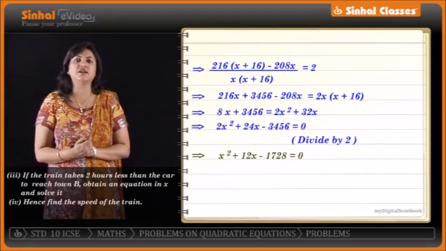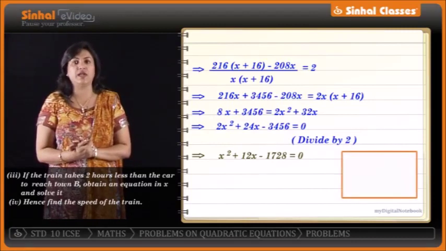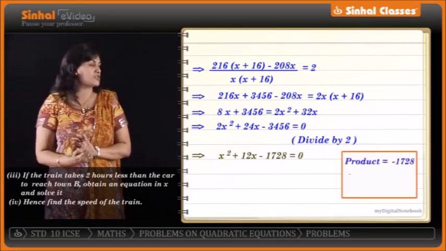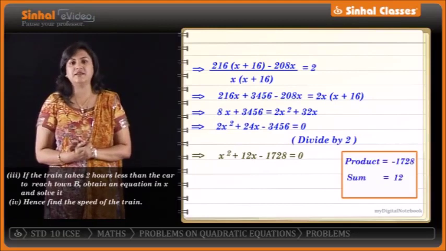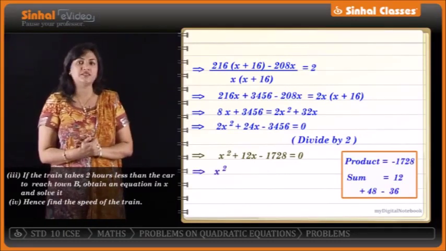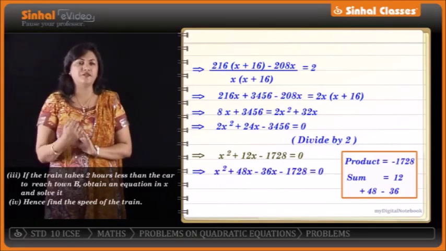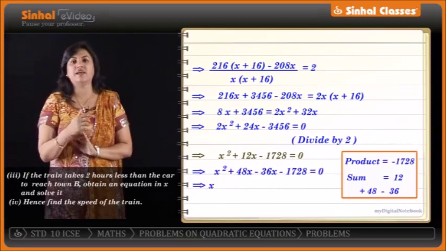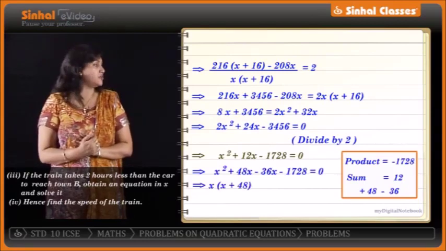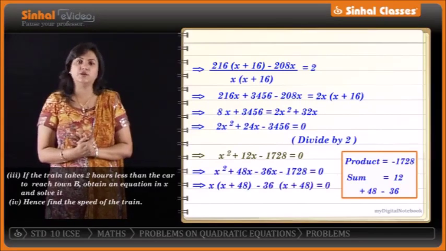To factorize this, we want two numbers whose product is minus 1728 and the sum is plus 12. So what can the numbers be? 48 and minus 36. So we write x square plus 48x minus 36x minus 1728 is equal to 0. Now from the first two terms, x common, we have x plus 48. From the last two terms, minus 36 common, we have x plus 48, which is equal to 0.